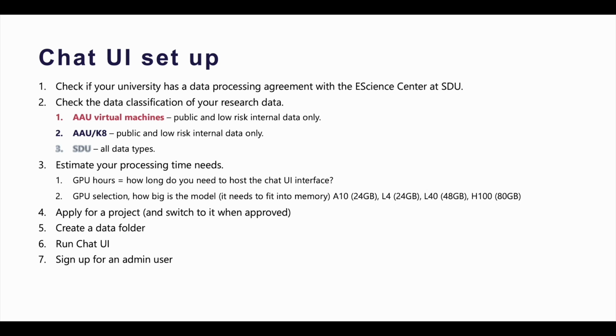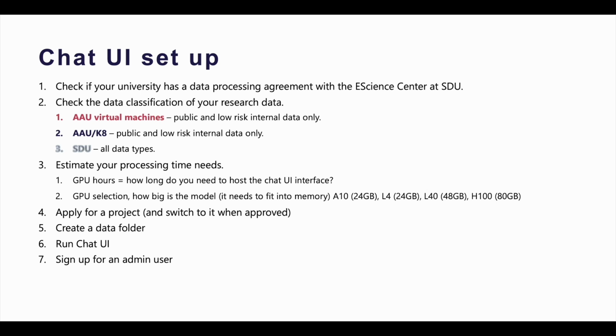As you can see, there are 4 different kinds of GPUs available. The A10s, L4s, and L40s, which you can see in this line around here. The first 3 kinds of GPUs are only available in the AAU K8 provider, which means that these GPUs are only available for non-sensitive data applications or public or low-risk internal data. The H100 GPU, which has 80 gigabytes of onboard memory per card, is hosted at SDU, which means you can use sensitive data for those applications.